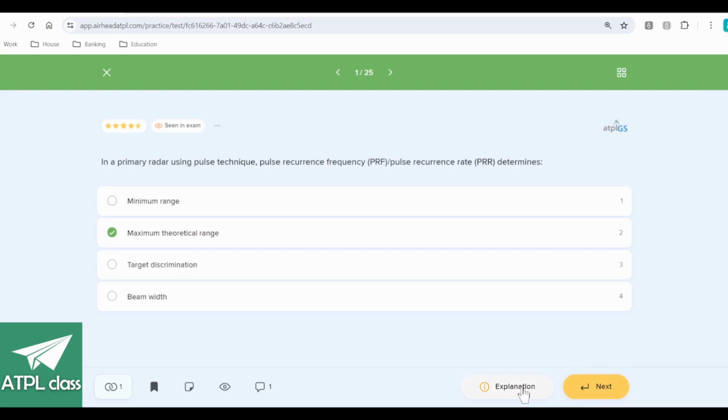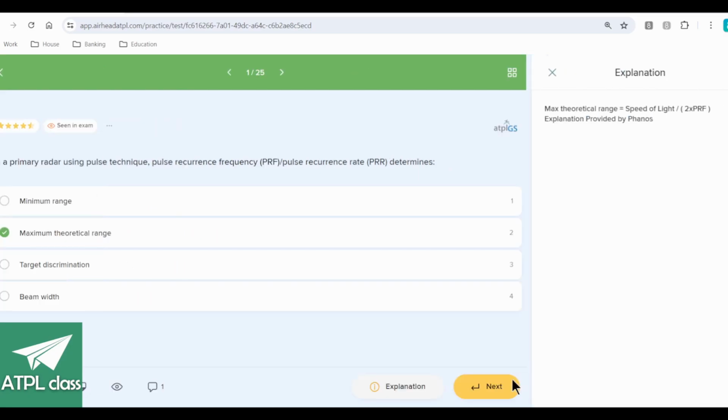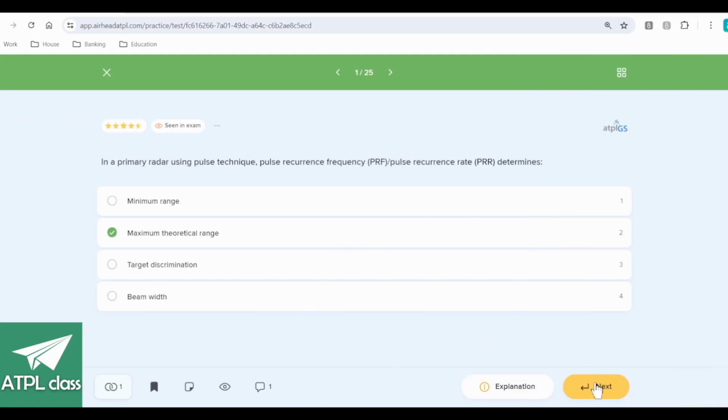Good start. So if we look at the explanation, we can see it in more of its basic mathematical format. Max theoretical range equals the speed of light over 2 times the PRF. Yeah, that's basically what I was talking about. It has to go there and come back.